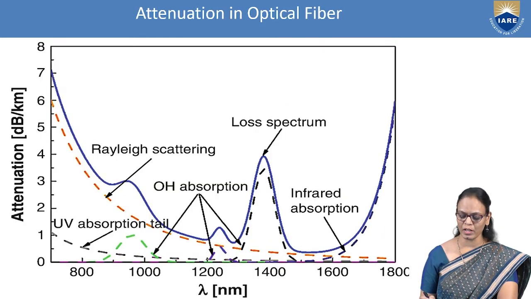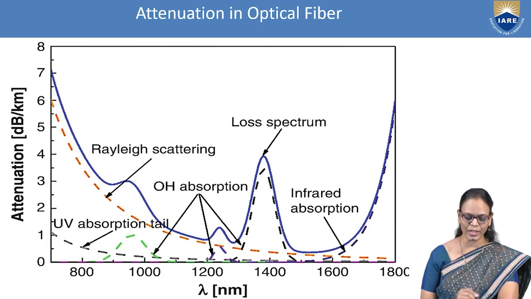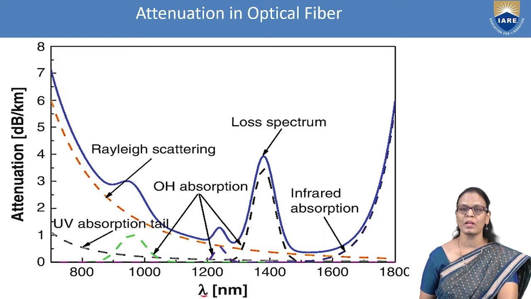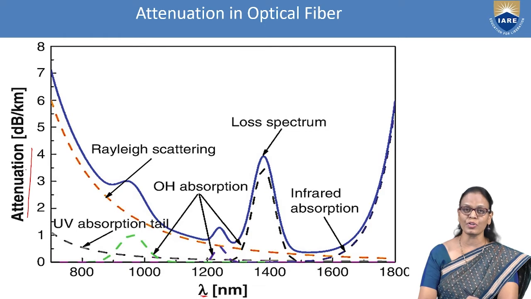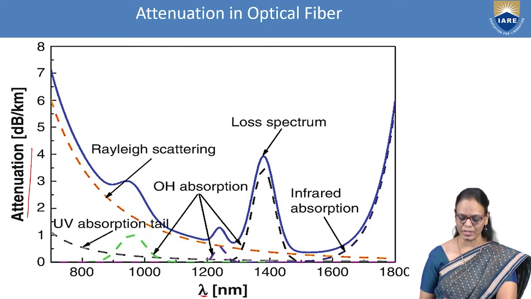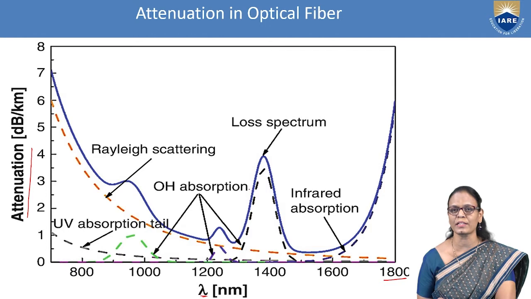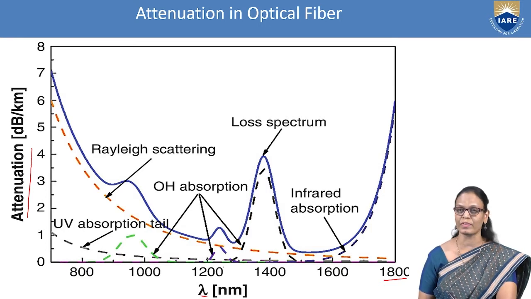Now this is one graph which depicts the types of losses or the attenuation. We are plotting a graph of wavelength, lambda, versus attenuation. We have seen that attenuation depends upon the wavelength. So we have taken the wavelength range from 800 to 1800, and we are trying to observe what type of scattering occurs at which wavelengths. The wavelengths we are measuring in nanometers.